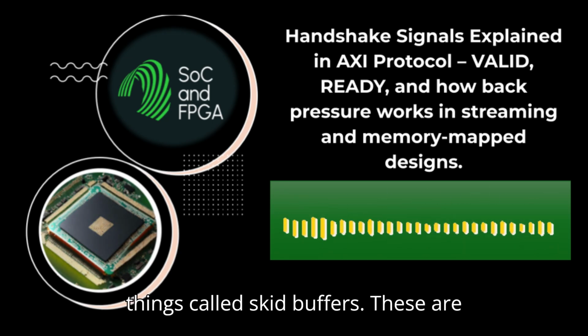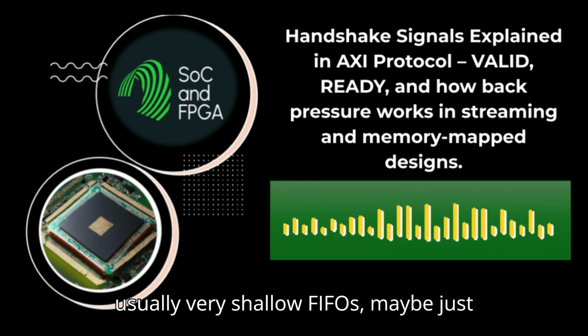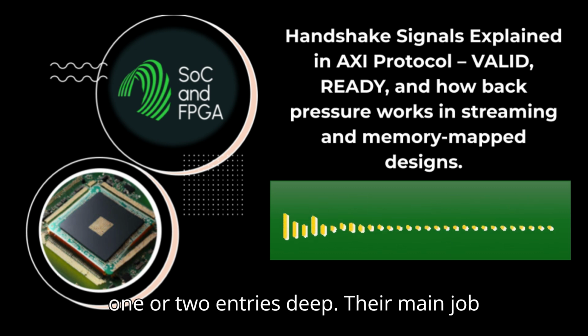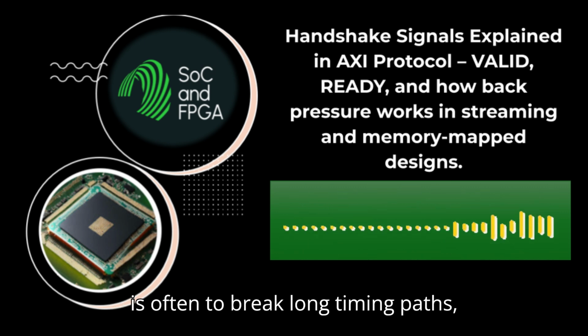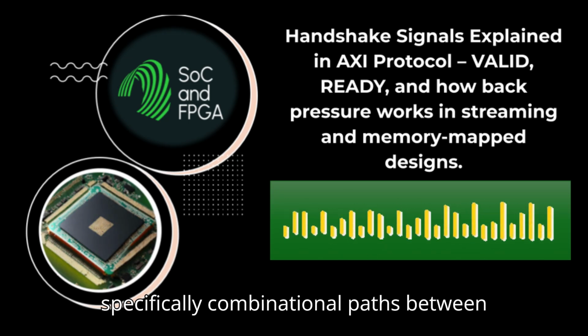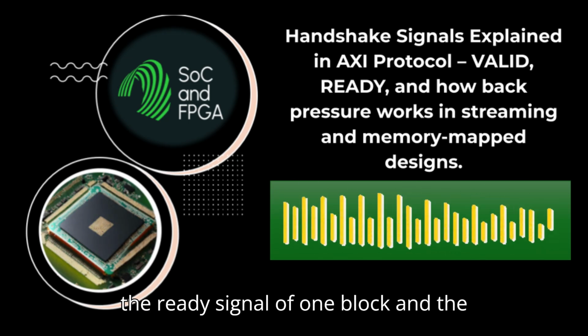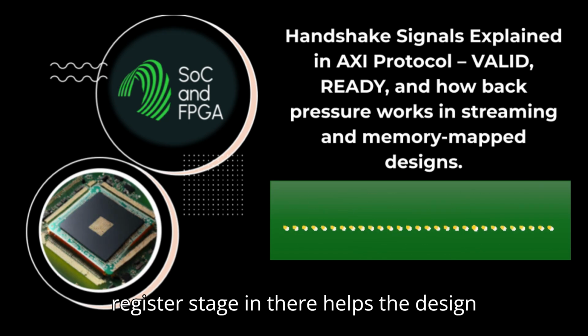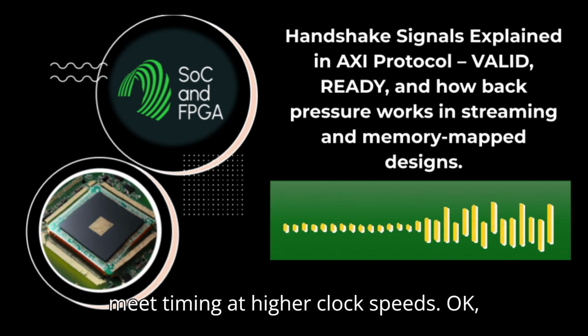There are also things called skid buffers. These are usually very shallow FIFOs, maybe just 1 or 2 entries deep. Their main job is often to break long timing paths, specifically combinational paths between the ready signal of one block and the valid signal of the next. Putting a register stage in there helps the design meet timing at higher clock speeds.